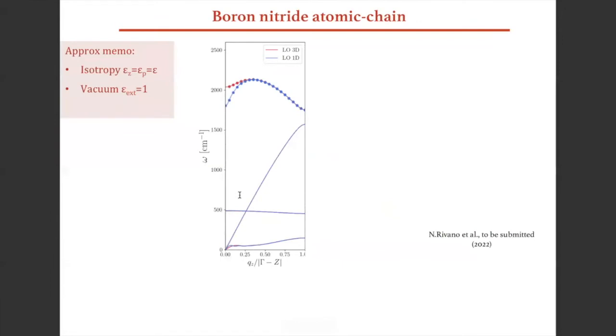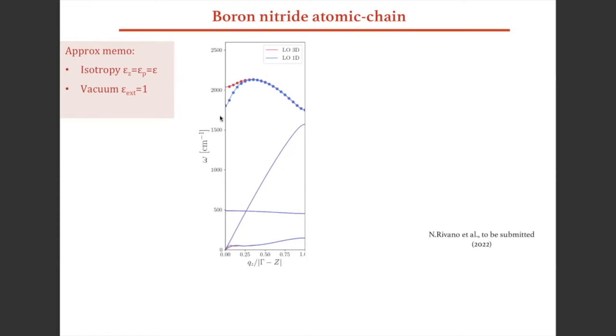The first case study we focused on is the atomic chain, the boron-nitride atomic chain. So it's the ultimate 1D material, one atom thick. We chose boron and nitrogen because we expect large Born effective charges, and so a noticeable dielectric effect in this material. And the first plot I'm going to show you is this one.